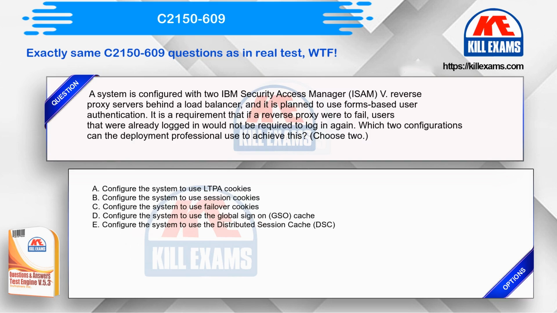Choose two. Option A. Configure the system to use LTPA cookies. Option B. Configure the system to use session cookies. Option C. Configure the system to use failover cookies. Option D. Configure the system to use the Global Sign-On (GSO) cache. Option E. Configure the system to use the Distributed Session Cache (DSC).